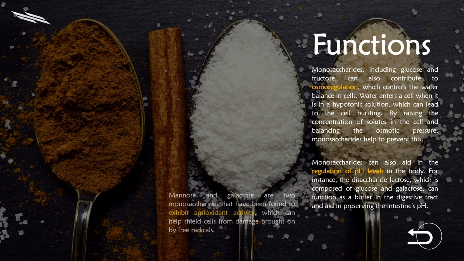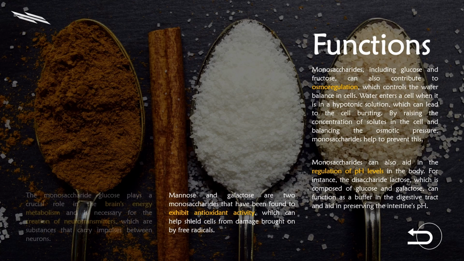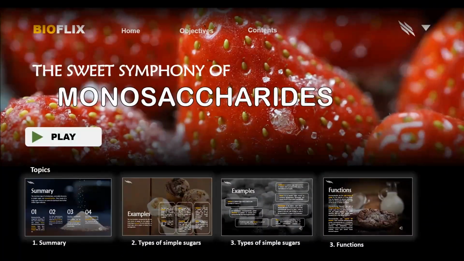Mannose and galactose are two monosaccharides that have been found to exhibit antioxidant activity, which can help shield cells from damage brought on by free radicals. The monosaccharide glucose plays a crucial role in the brain's energy metabolism and is necessary for the creation of neurotransmitters, which are substances that carry impulses between neurons. In conclusion, monosaccharides play a number of critical roles in the functioning of living things, including glycosylation, osmoregulation, pH regulation, antioxidant activity, and neurotransmitter function.